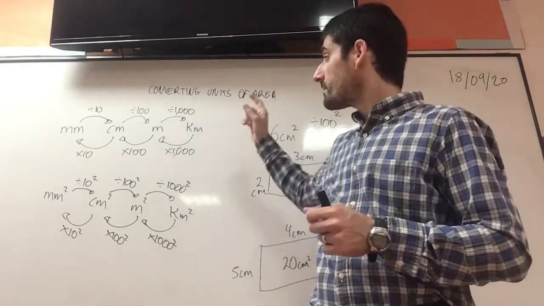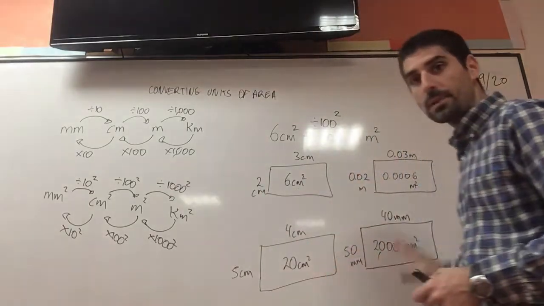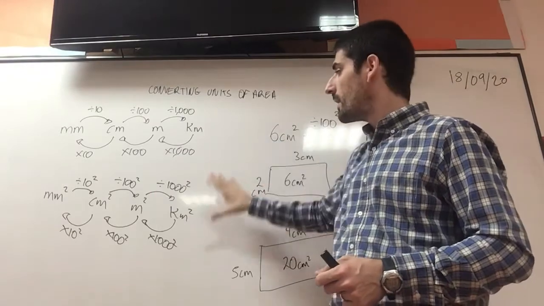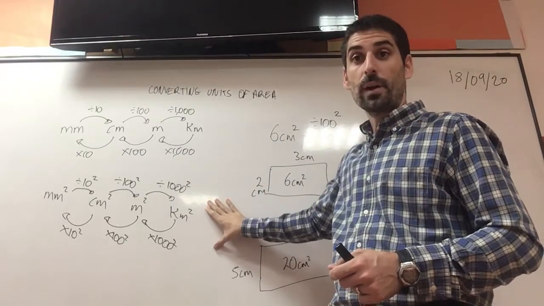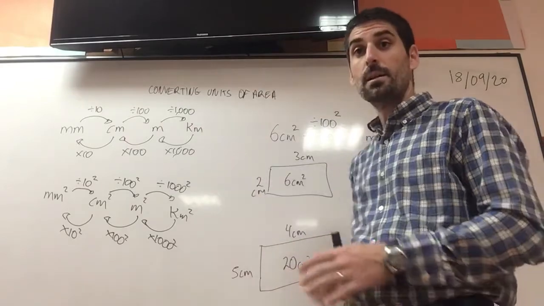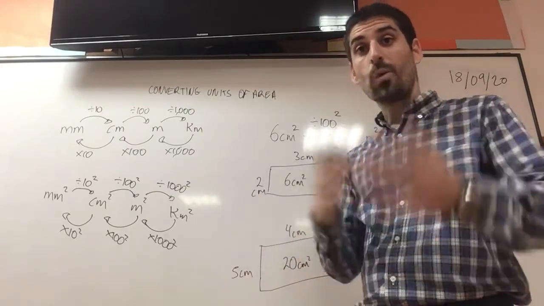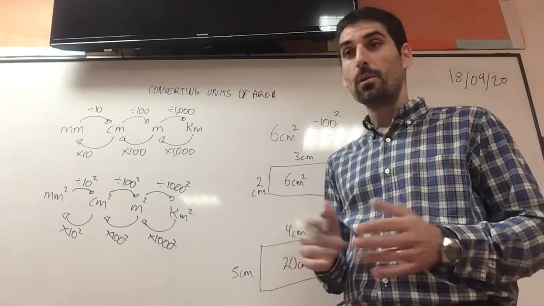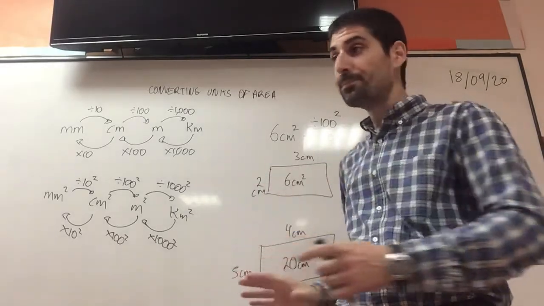So I hope you've taken the examples down to see how converting units of length and converting between units of area is similar but not the same. You need to learn that. Pause, watch, rewind as many times as you need. Any questions, let me know. But I hope it's clear.